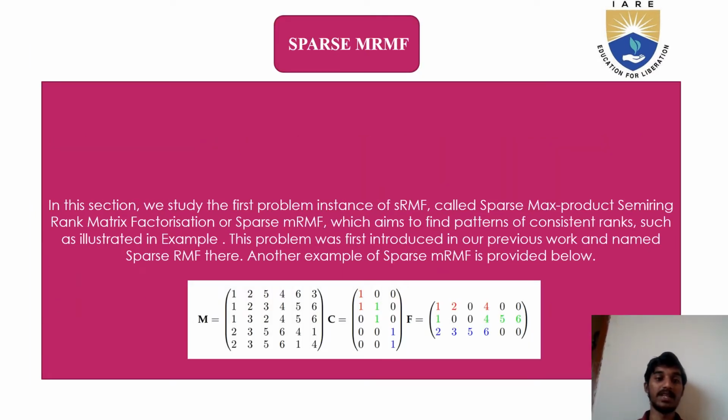Sparse MRMF. In this section, we study the first problem instance of SRMF, called sparse max-product submodular rank matrix factorization, or sparse MRMF, which aims to find patterns of consistent rank, such as illustrated in the example. This problem was first introduced in previous works and named sparse RMF there. Another example of sparse MRMF is provided below.